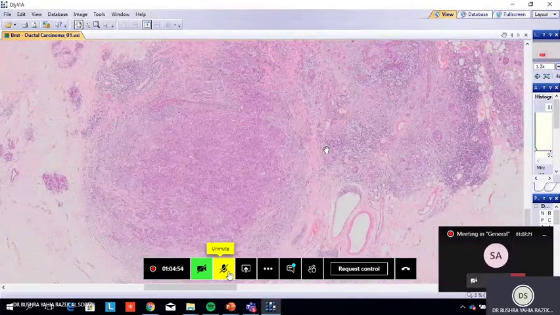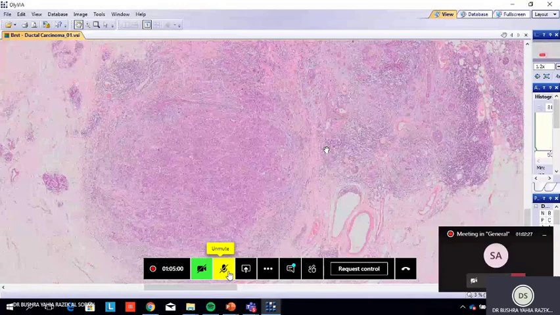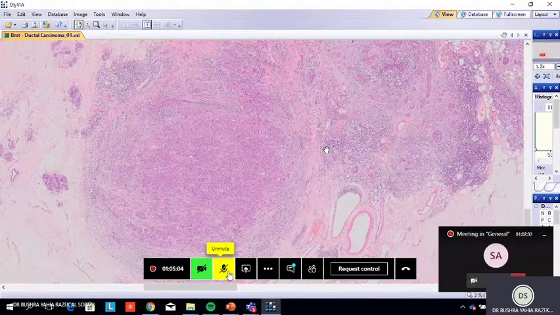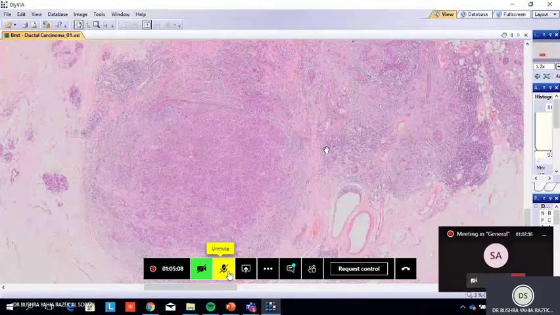Okay, you know how to describe, right? Name this condition. We said infiltrating ductal carcinoma. Compare and contrast this case with fibroadenoma. How to compare?